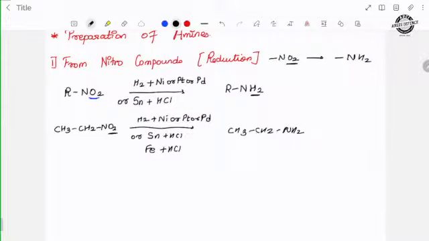So here the nature of nitrogen: nitrogen is containing two hydrogens. So this is a primary amine. And the name of the structure is ethanamine. Done? Any question regarding this?